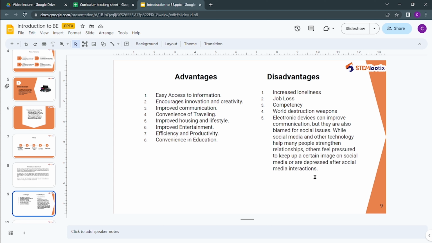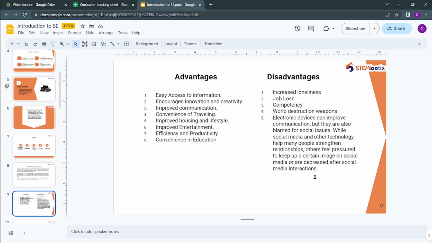So, as we mentioned, for basic electronic devices, you can see one advantage is easy access to information. For example, by using your laptop or phone, you can easily get any information, or you can see the news on television. So, easy access to information.